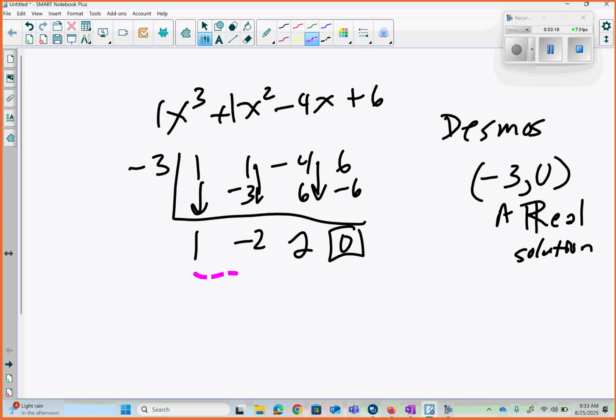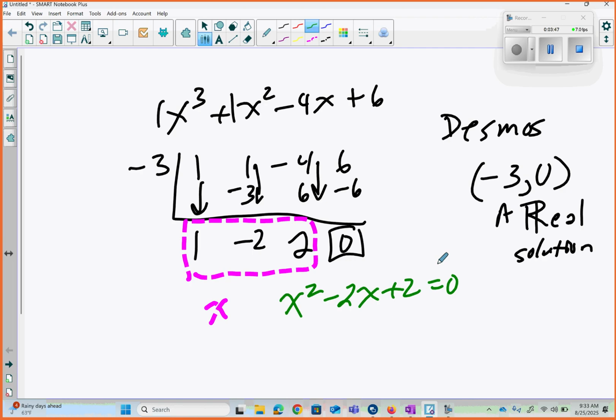Okay. So this is important for us to see. What I did in pink, so originally it was x to the third. I divided one dimension lower, which means this is x squared. This means that that's x squared minus 2x plus 2. Okay, this is not going to factor. If we were to graph that, it's going to be a parabola that happens above the x-axis, like we had seen.